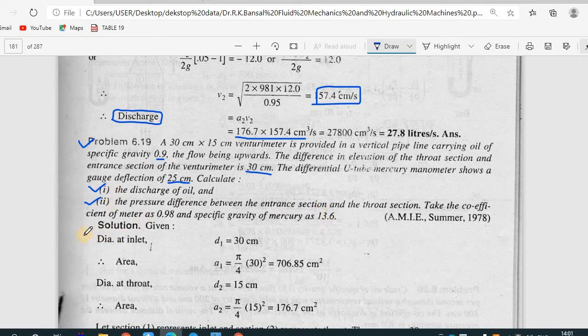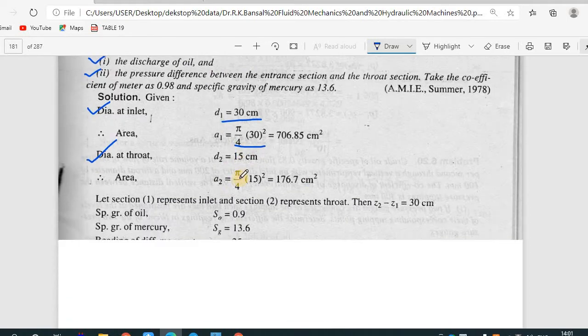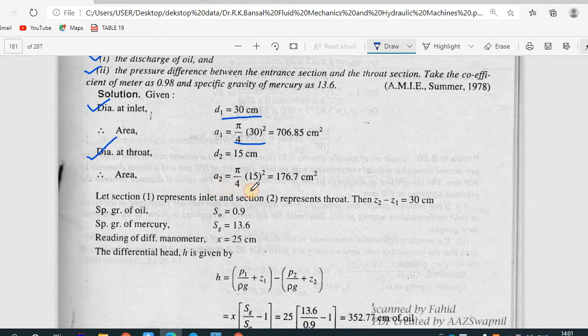Okay, first we'll write all the given parameters. The diameter of inlet d1 is 30 centimeter. From this diameter we can calculate the area. The area is pi by 4 d square, which is 706.85 centimeter square. The diameter of throat is also given, which is 15 centimeters. From here we can calculate the area, which comes out to be 176.7 centimeter square.